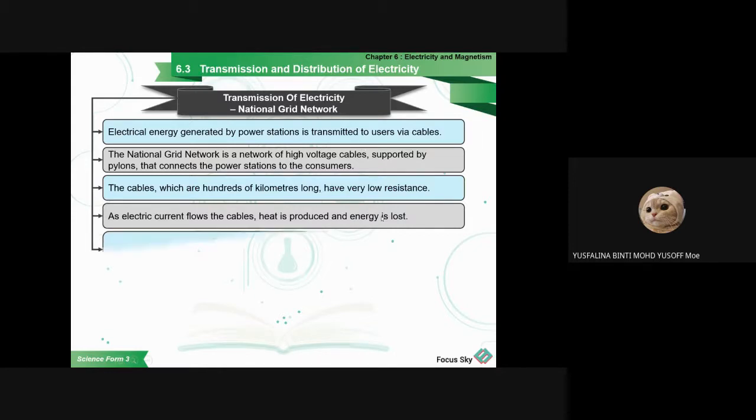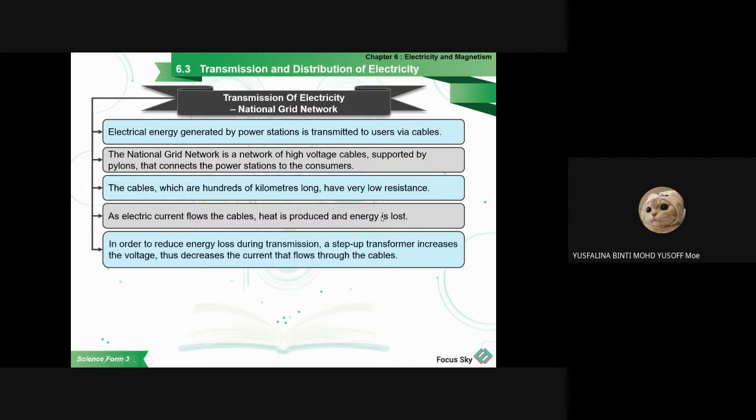In order to reduce energy loss during transmission, this one I already explained, a step up transformer increases the voltage, thus decreasing the current that flows through the cable, right? So they increase the voltage, so the current that flows through the cables becomes low, which means the energy loss to the surroundings also becomes low.